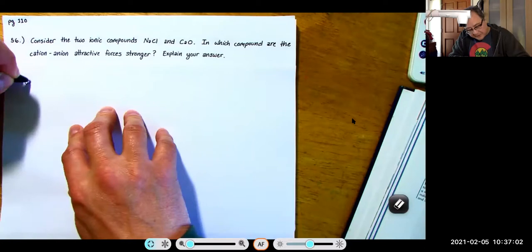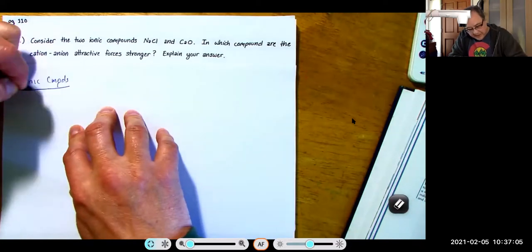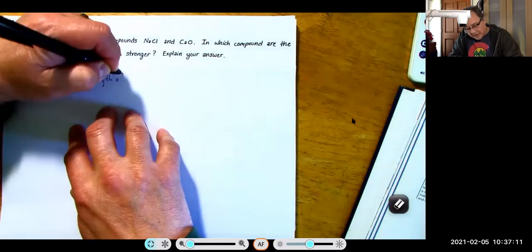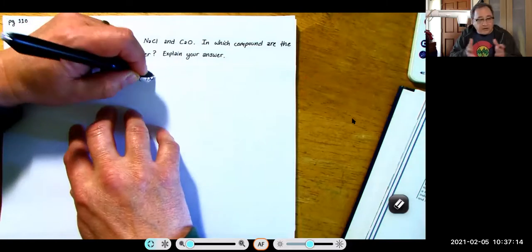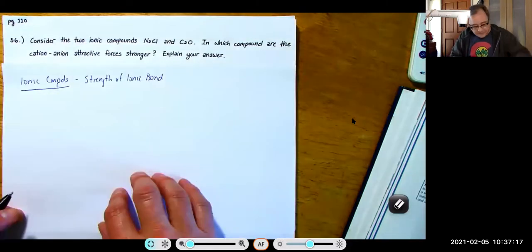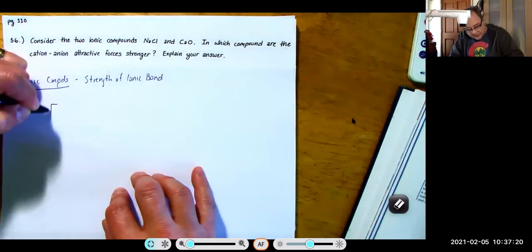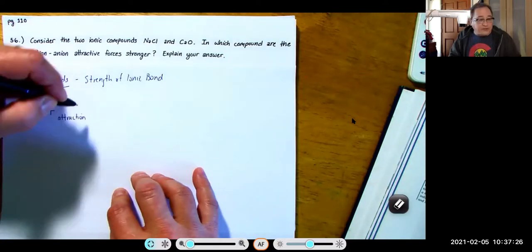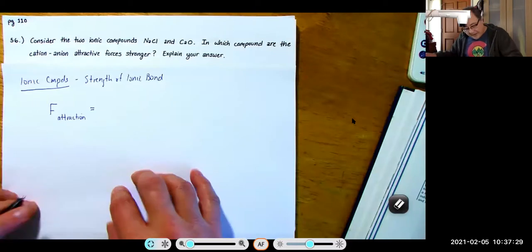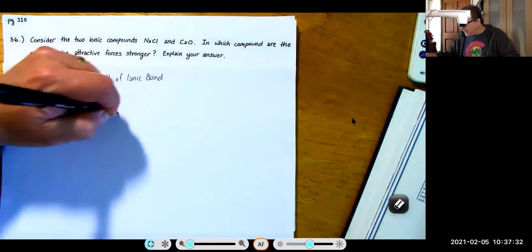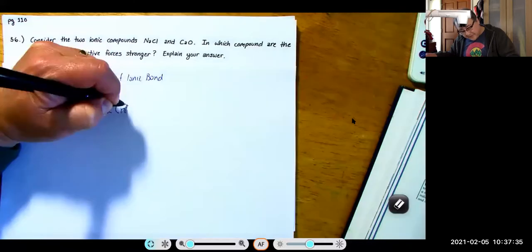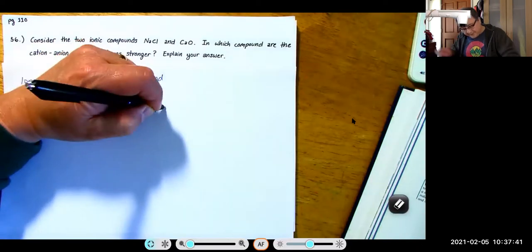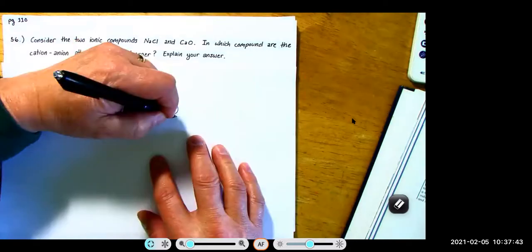Ionic compounds, this is my abbreviation for compounds. And we're going to look at the strength of the ionic bond, how well the ions are held together. So the force of attraction, and I'm going to put attraction here. And you may want to write out force instead of an F. It's equal to negative K, N plus times N minus times E squared, all over D squared.